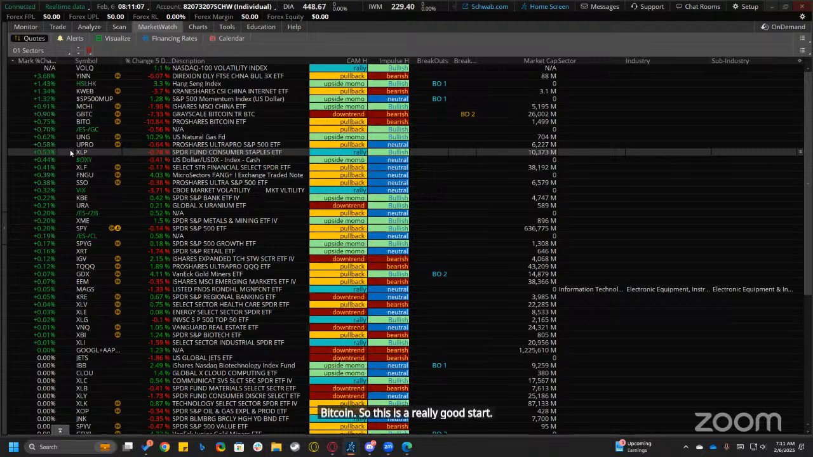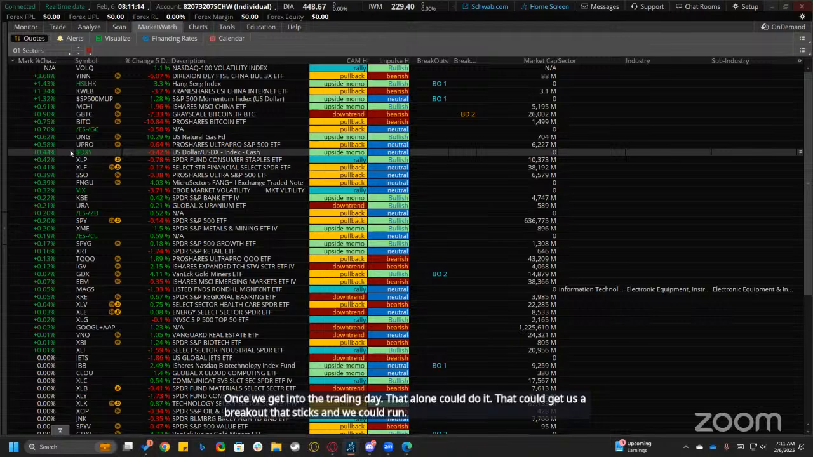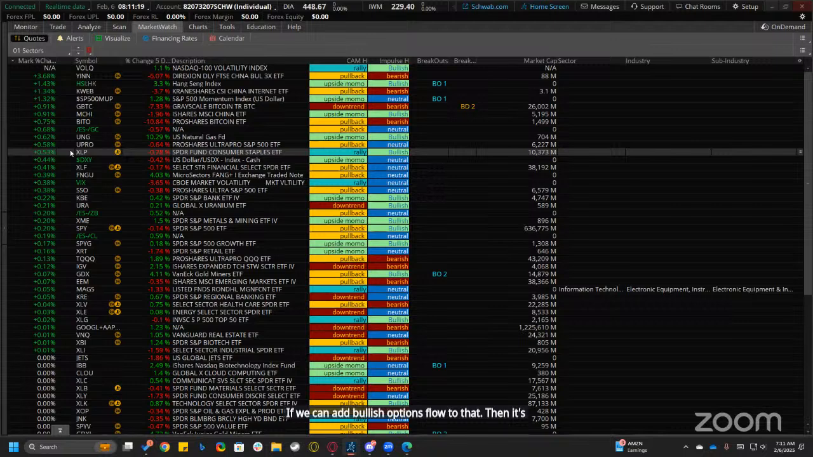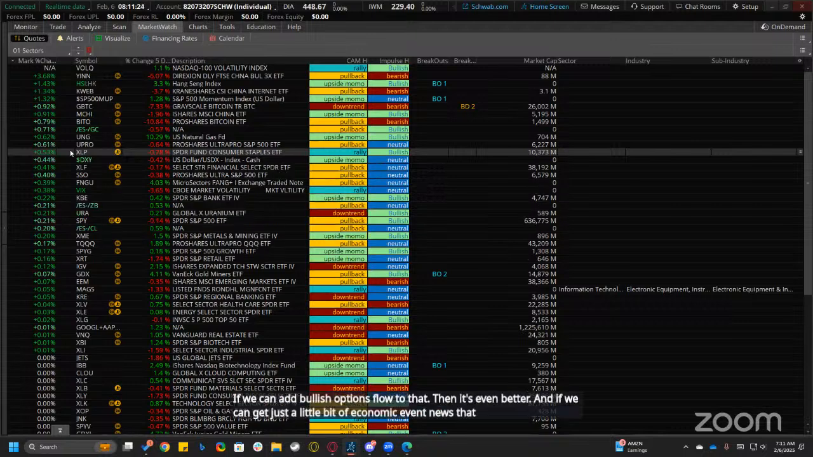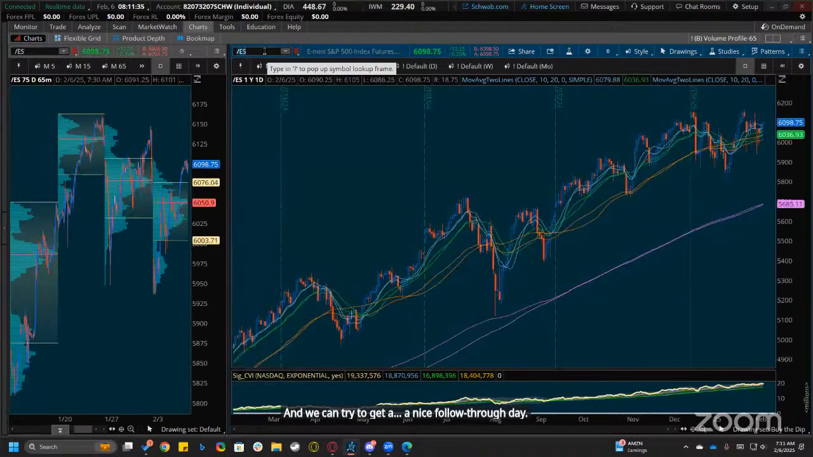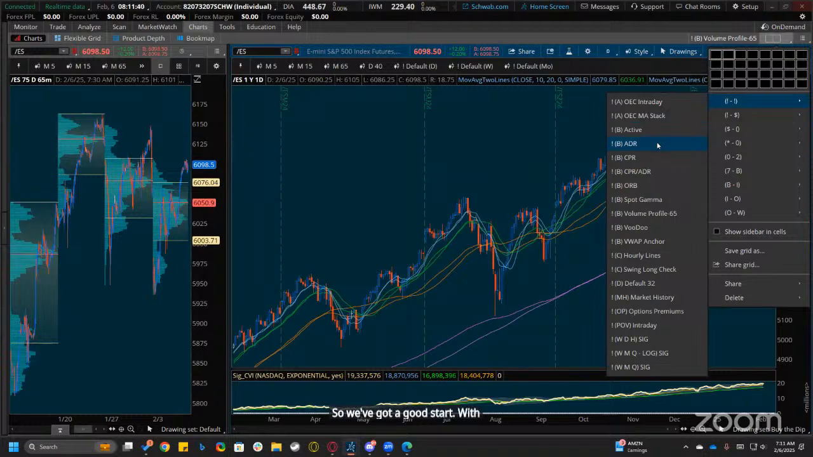Once we get into the trading day, that alone could do it. That could get us a breakout that sticks and we could run. If we can add bullish options flow to that, then it's even better. And if we can get just a little bit of economic event news that either isn't negative or is positive, that'll add to the breakout and a continuation, and we can try to get a nice follow-through day. So we've got a good start with the names and the sectors that are up this morning.